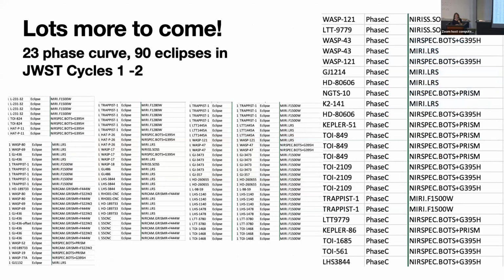Okay, so this is my final slide. We're at the very beginning of what is sure to be a really exciting exploration of thermal emission from a huge variety of planets. I put up this terrible slide. This is a complete list of all of the eclipses and phase curves that are planned for JWST cycle 1 and 2. So 23 phase curves, 90 unique eclipses. It's going to be amazing. So I think there's a lot to look forward to, and I'm happy to take questions.